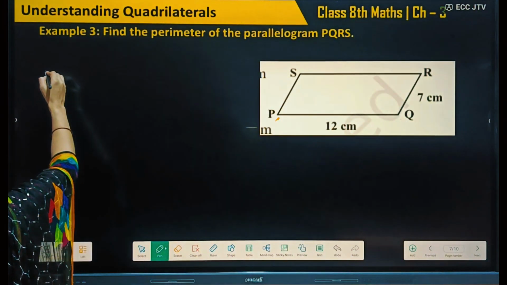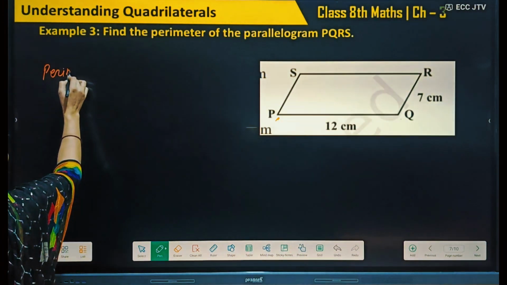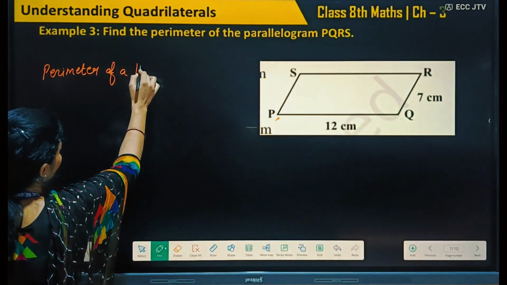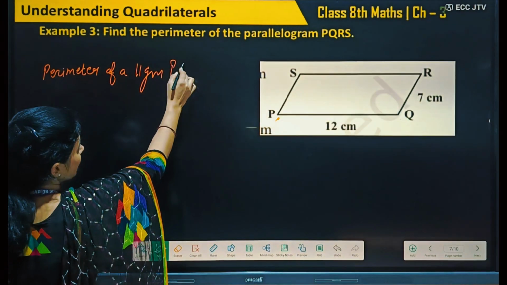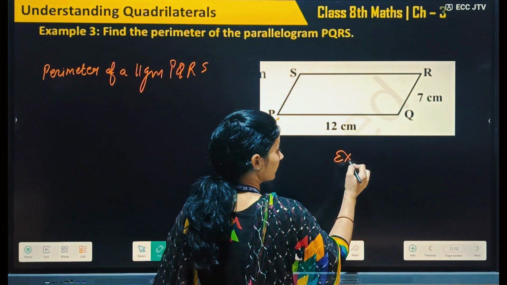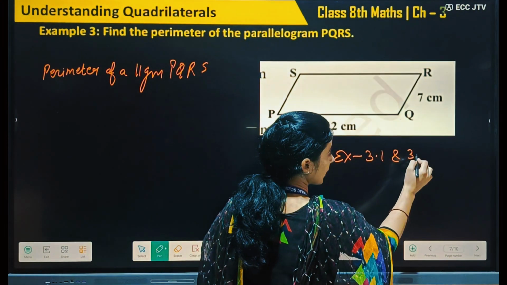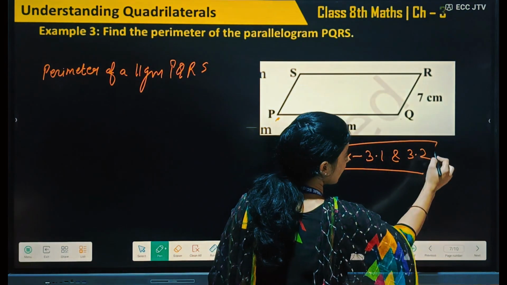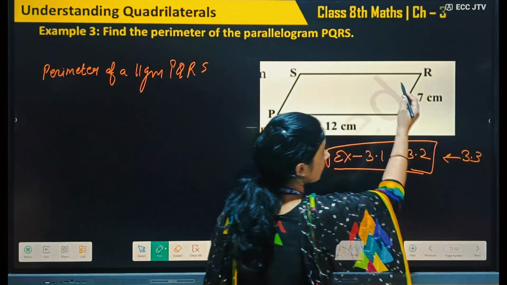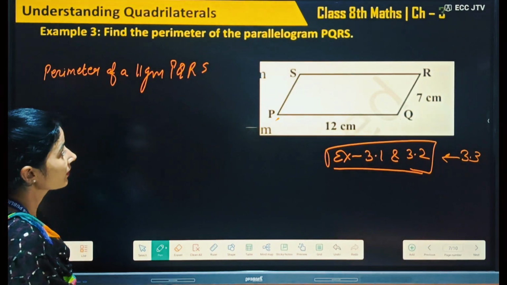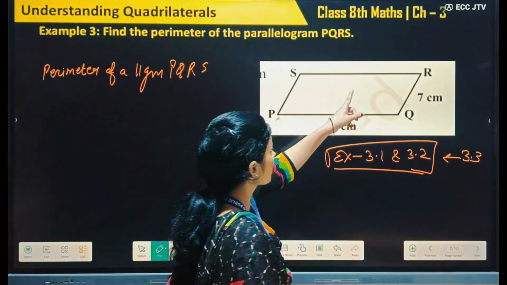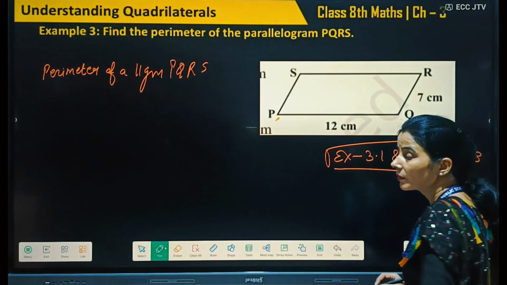How can we find the perimeter of a parallelogram PQRS? Exercise 3.1 and 3.2 we have already discussed. Now before starting 3.3, some examples we are going to discuss, and in that, the third example is this: PQRS is a parallelogram and we have to find its perimeter.